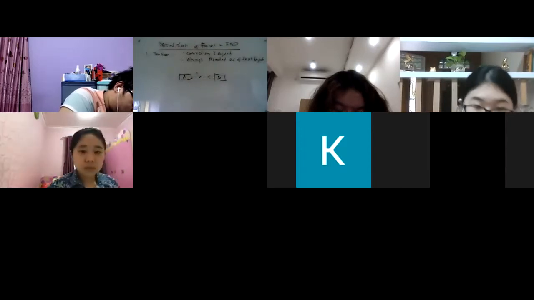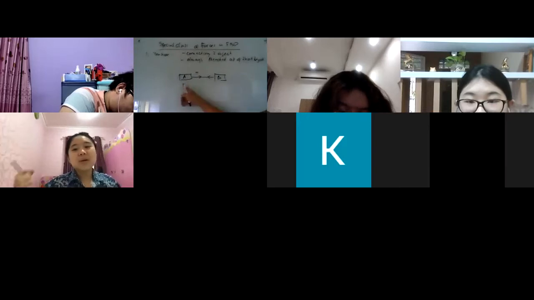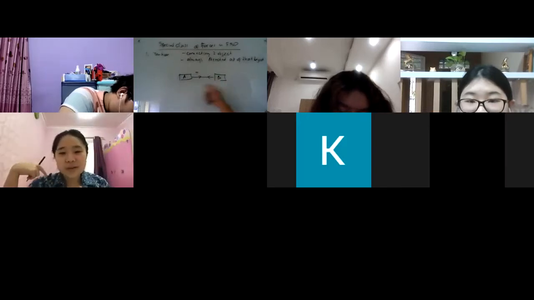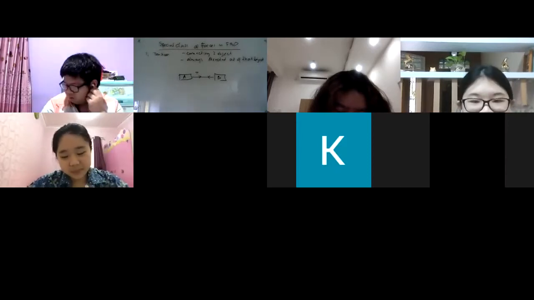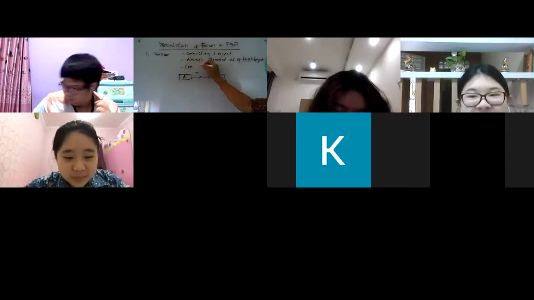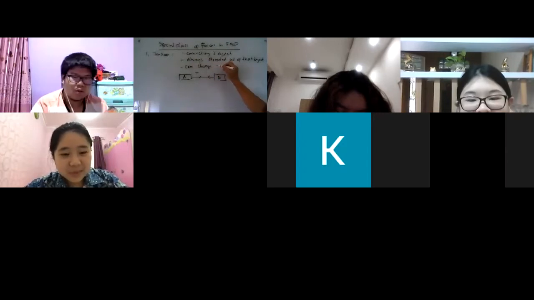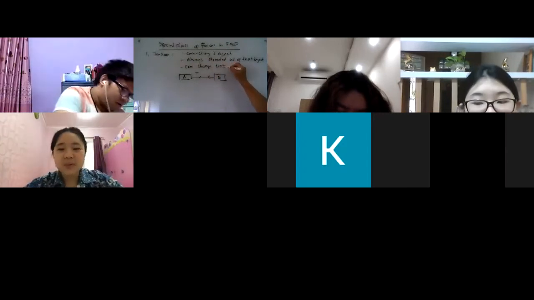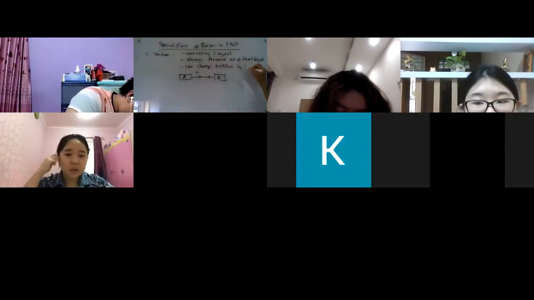First, tension is always going out from the object which we are observing. If you observe A, it's to the right. If you observe B, it's to the left. And the second, tension can change direction by a pulley.